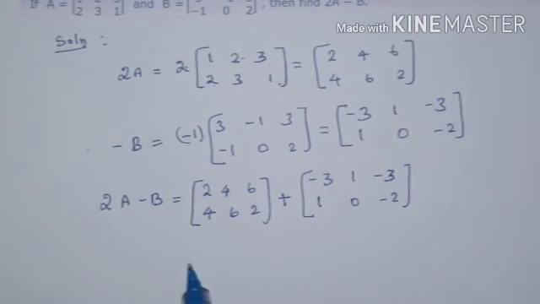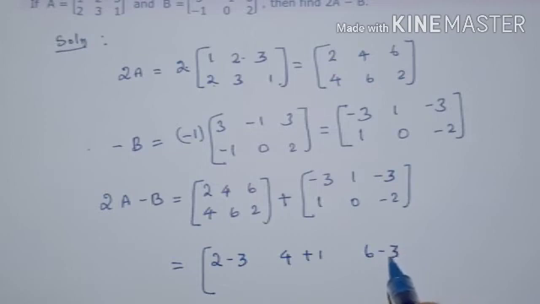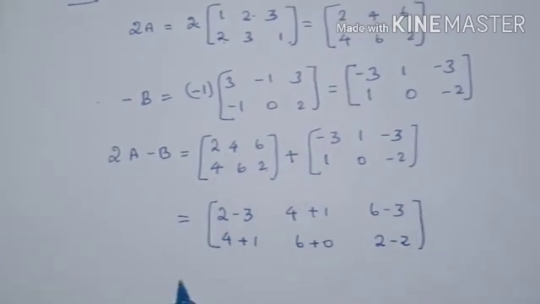Next we have to add the corresponding elements. That means 2 minus 3, 4 plus 1, 6 minus 3, 4 plus 1, 6 plus 0, 2 plus 2 minus 2 directly. Then this is equal to 2 minus 3 is minus 1, 4 plus 1 is 5, 6 minus 3 is 3, 5, 6, 0. So this is our required matrix.